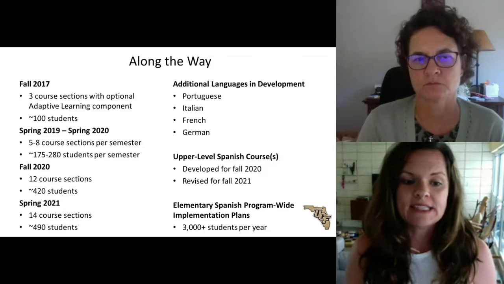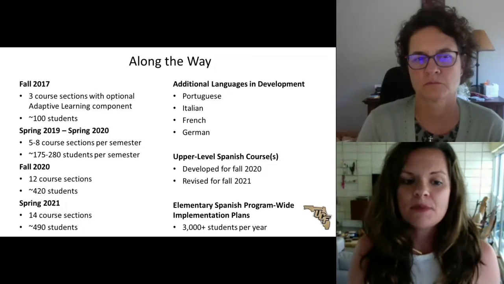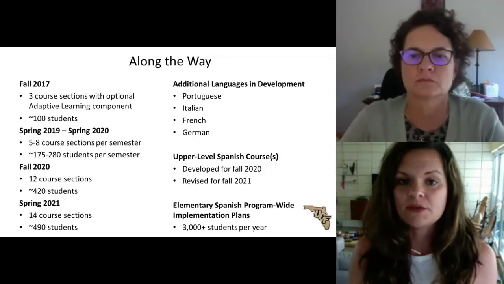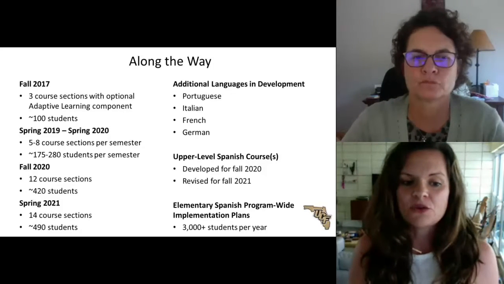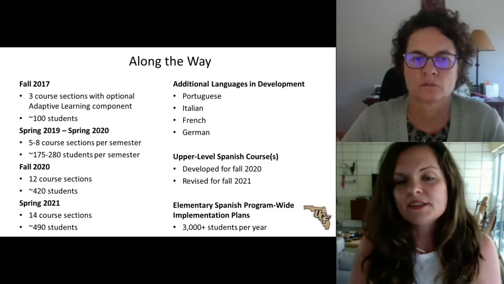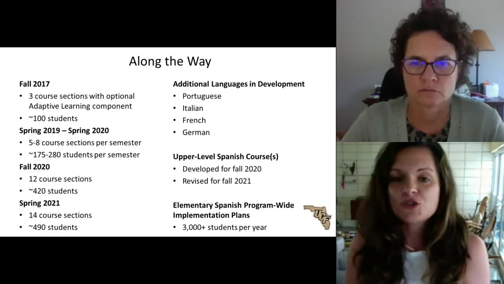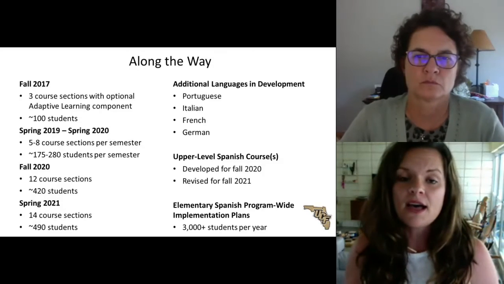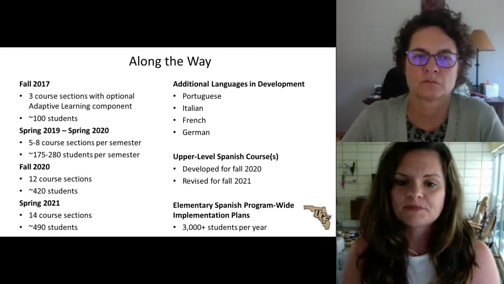In spring 19 and 20, we had between 5 and 8 course sections per semester, and you can see the number of students that were taking the courses. Fall 20, we had some colleagues who asked to join, and we increased our sections and have continued to do so as we have moved along.